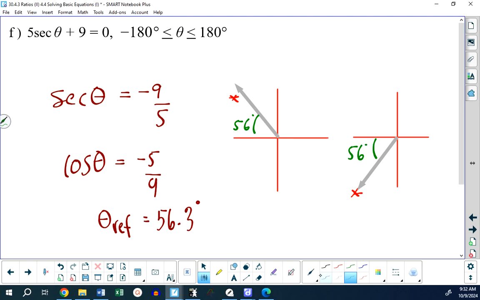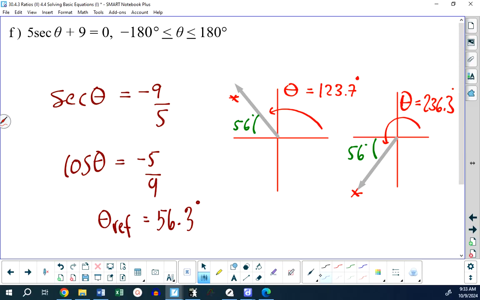What does that mean? Pretty easy calculation. 180 minus 56.3. How is my subtraction there? Yeah. And then here, theta will be 180 plus 56.3. How's my addition? Okay. So now, we don't need a number line for this because this is in degrees.